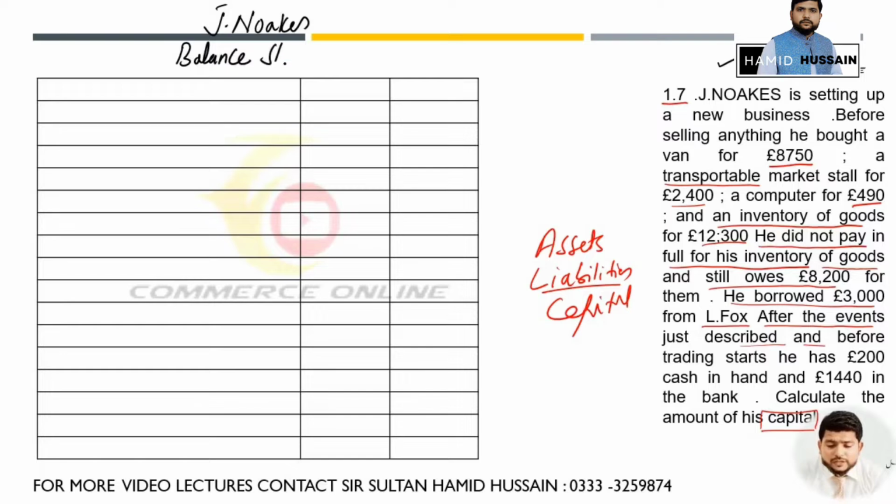What is a balance sheet? A balance sheet is basically a statement which shows what assets and liabilities a business has. So here I will start with non-current assets. Non-current assets are those assets which have a useful life of more than 1 year. So that is why I wrote van in non-current assets. The amount of the van is 8,750.